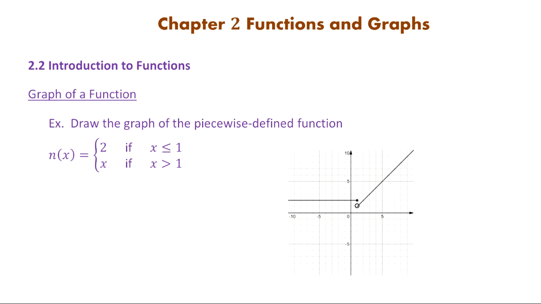Mr. Liu? Yes. Did you say it was horizontal and straight because it has the equal to sign for the... Yeah. And remember, n of x equal to 2 is the same as y equal to 2, and that's a horizontal line, right? If you draw the graph of y equal to 2, that's a horizontal line. Any other questions?